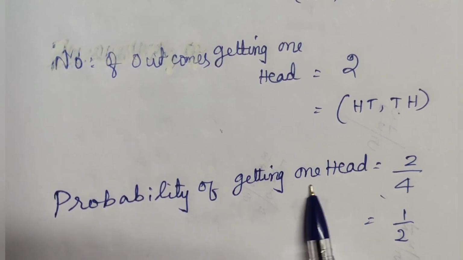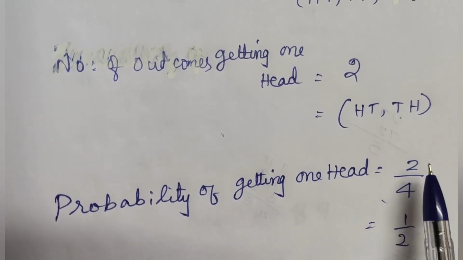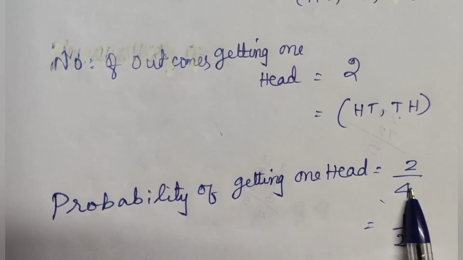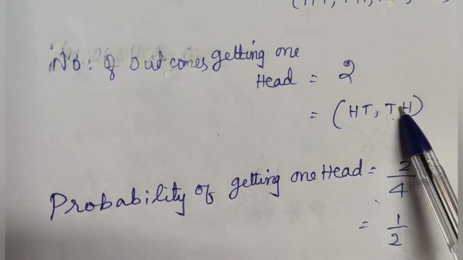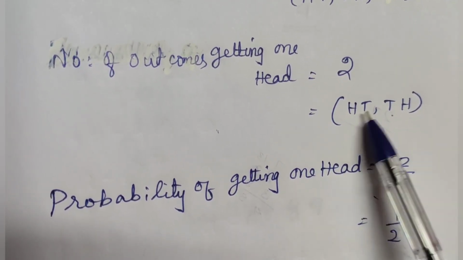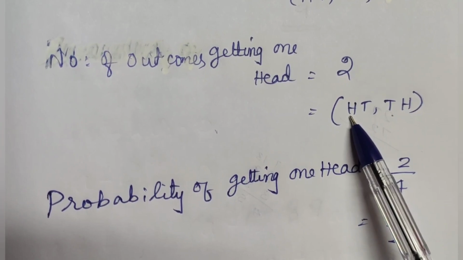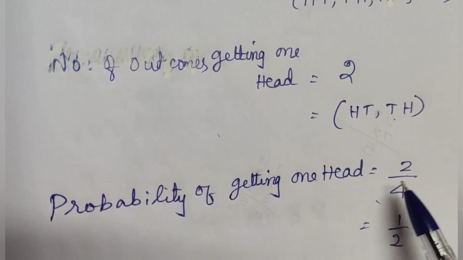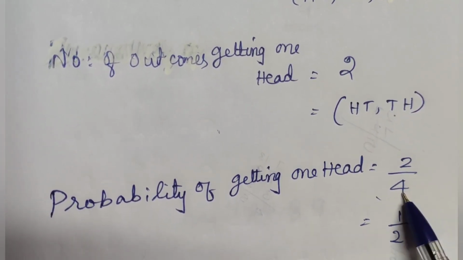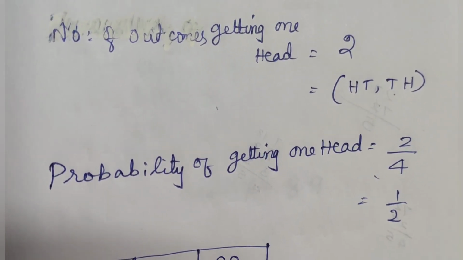So probability of getting 1 head. Probability is equal to number of events by total number of events. Here the number of times getting 1 head is 2, total outcomes is 4. So 2 by 4, the probability is 1 by 2.